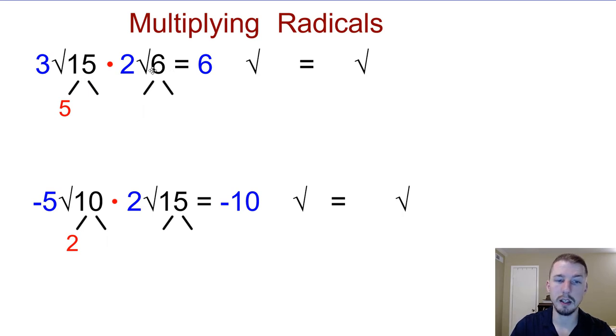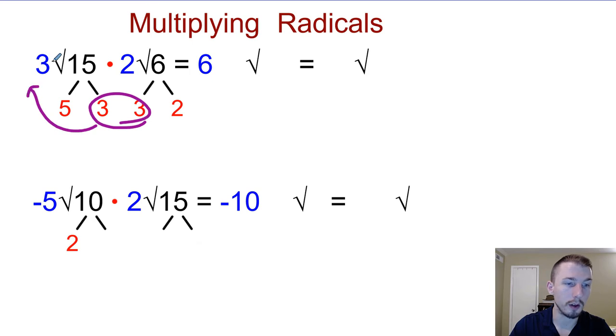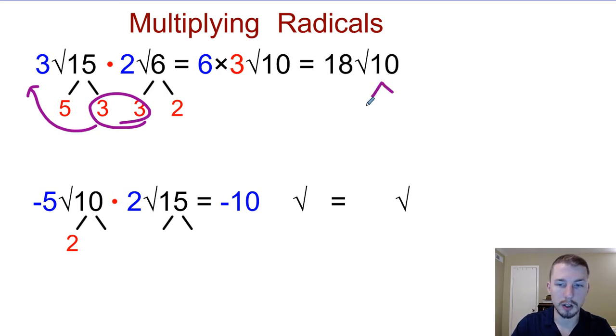Now the 15 and 6, I can actually break those down to get 5 and 3, and then 3 and 2. And when we do that, we notice that we have a common 3 that can come out to join the other 3 and the 2, which make the 6. So that's going to leave us with 6 times this new 3 that we took out, and on the inside 5 and 2, which is 10. So 6 times 3, which is 18, radical 10. And the 10 can't be broken down anymore because remember, it's just that 5 and the 2. So we're good. All right, let's do another example of this.